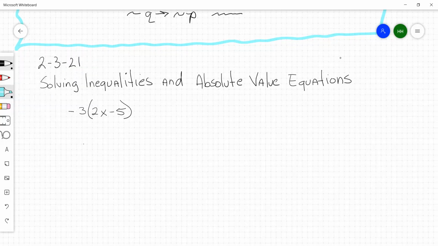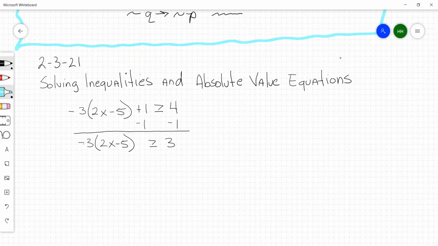and plus 1 greater than or equal to 4. All right, so more of a multi-step inequality. So what we're going to do right here, first off, subtract 1 from each side. All right, that gives us -3 times 2x minus 5 greater than or equal to 3.